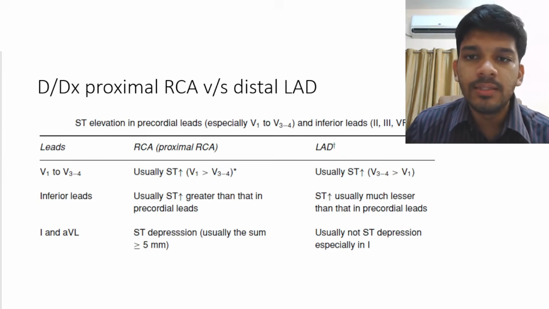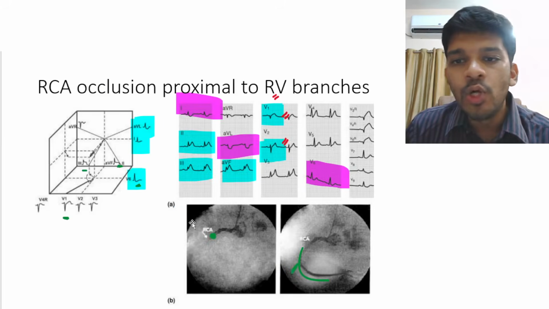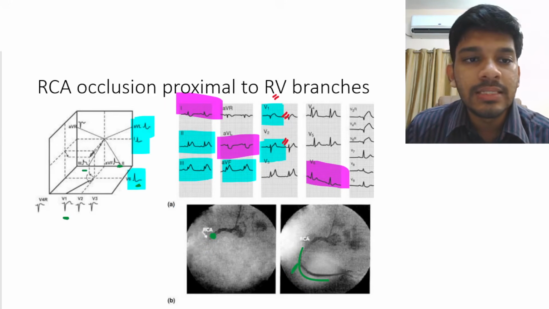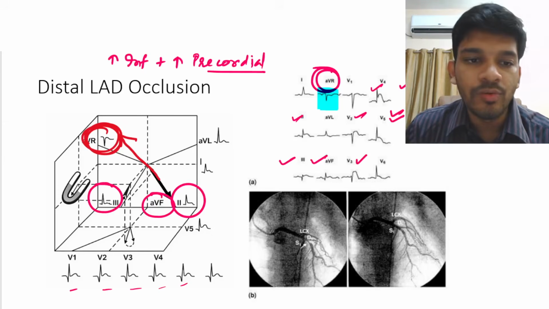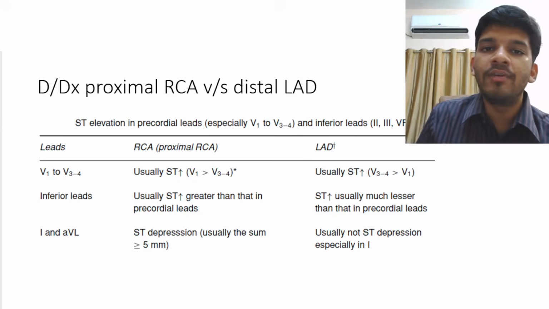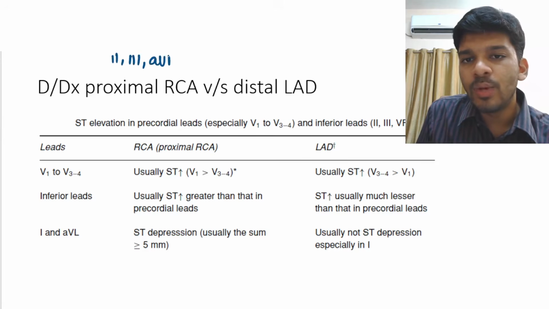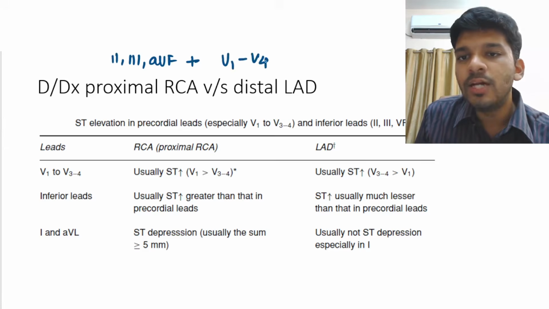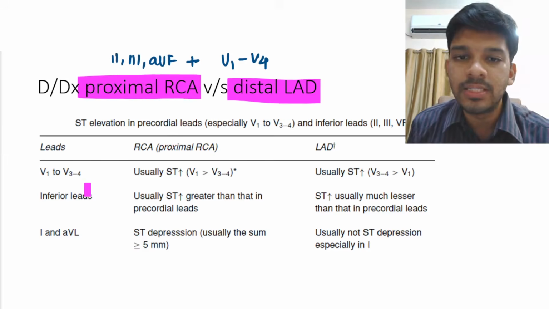Now, one very important thing for us to differentiate is, if you look back at proximal RCA occlusions, I told you that you get ST elevations in both the precordial leads and the inferior leads. Remember when we discussed distal LAD occlusions, you had a similar pattern where you had ST elevations in 2, 3, aVF and ST elevations in the precordial leads, that is V1 to V4. So how do you differentiate these two occlusions? If you have an occlusion where you get ST elevation of 2, 3, aVF plus ST elevations of V1 to V4, there are two possibilities. It can either be a distal LAD as we discussed previously or a proximal RCA as we discussed now.